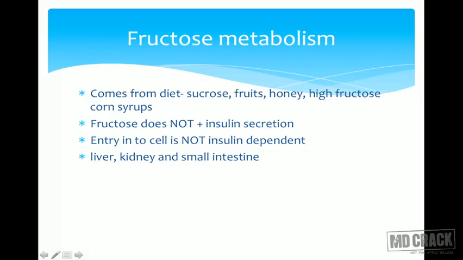Where is it metabolized? Naturally, the liver. Liver is the main site where the metabolism of most hexoses or any compound takes place. As I said, everything takes place in the liver except ketolysis. Other than that, it also takes place in the kidney and in the small intestine. Now, there are two main enzymes required for fructose metabolism, and the deficiencies of these two enzymes are also associated with two diseases. Two enzymes, two diseases.